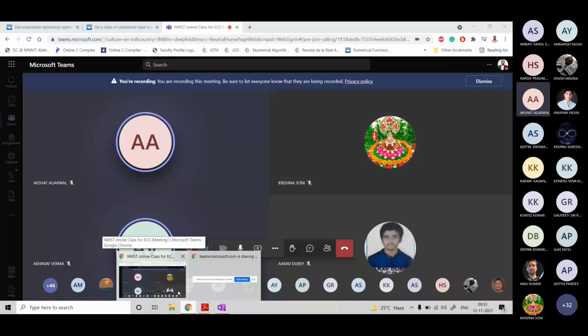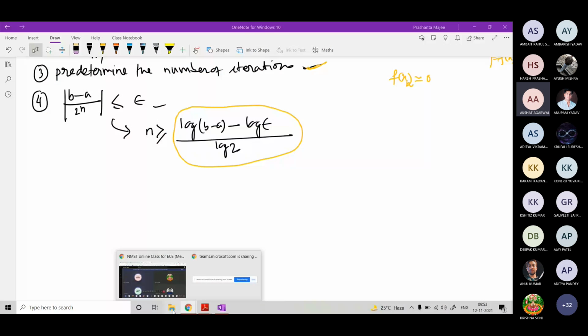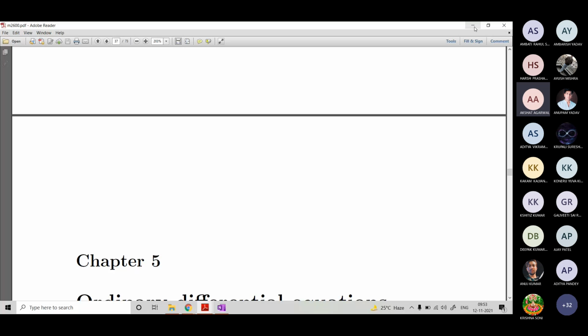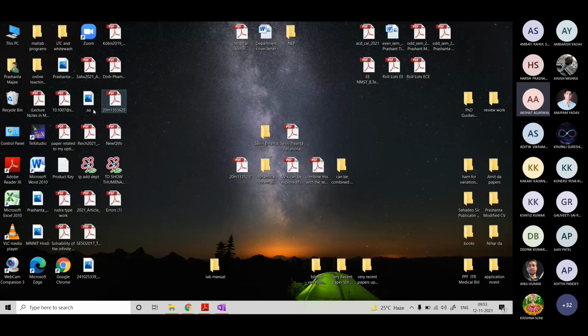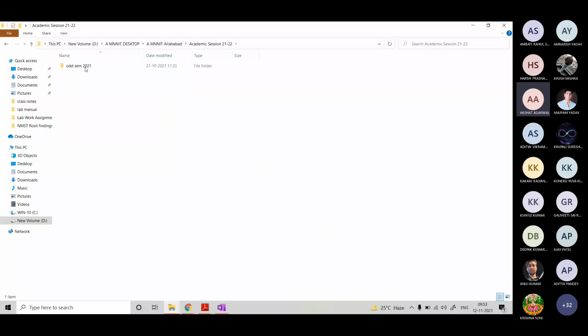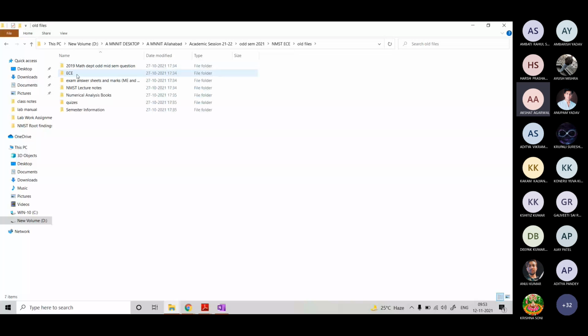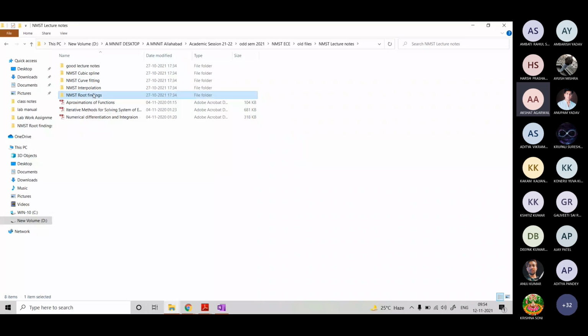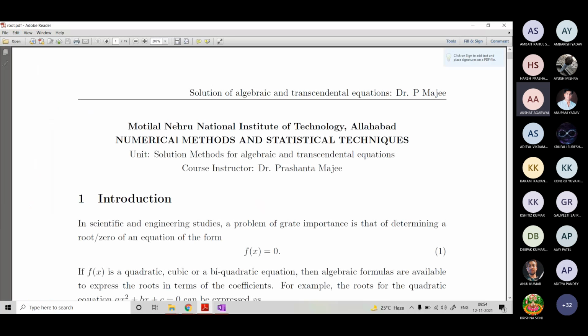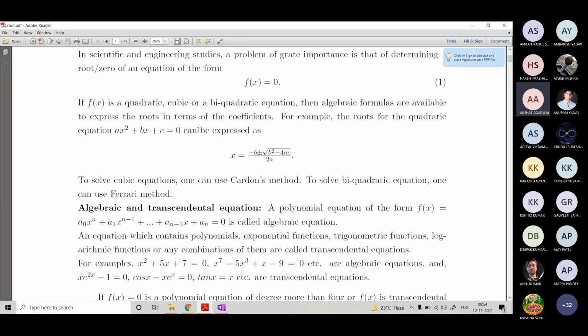I prepared this. Let me show you. Are you able to see my screen? Yes, sir. This is the old file. Class notes are there somewhere. Root finding method. So this is the method. This PDF I prepared last time. I'll be sharing it with you.